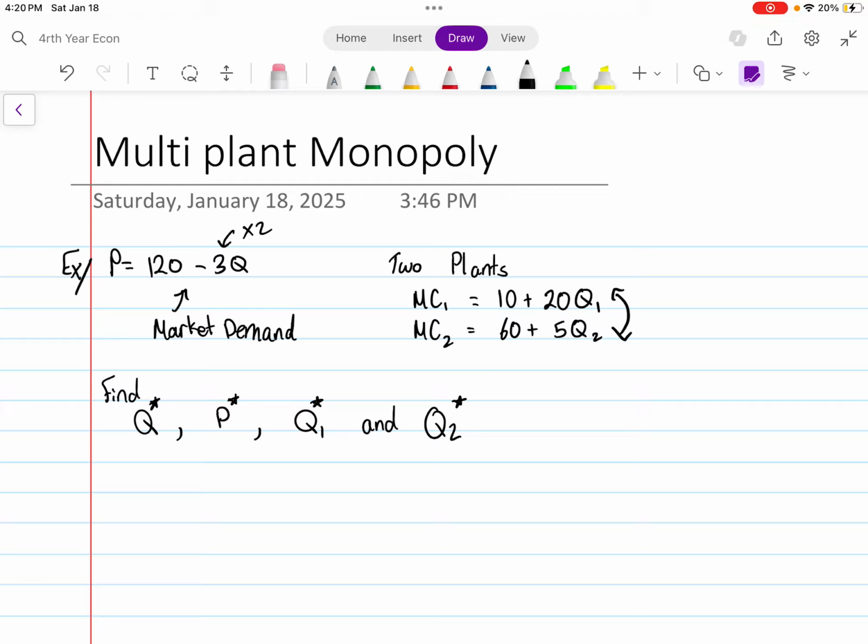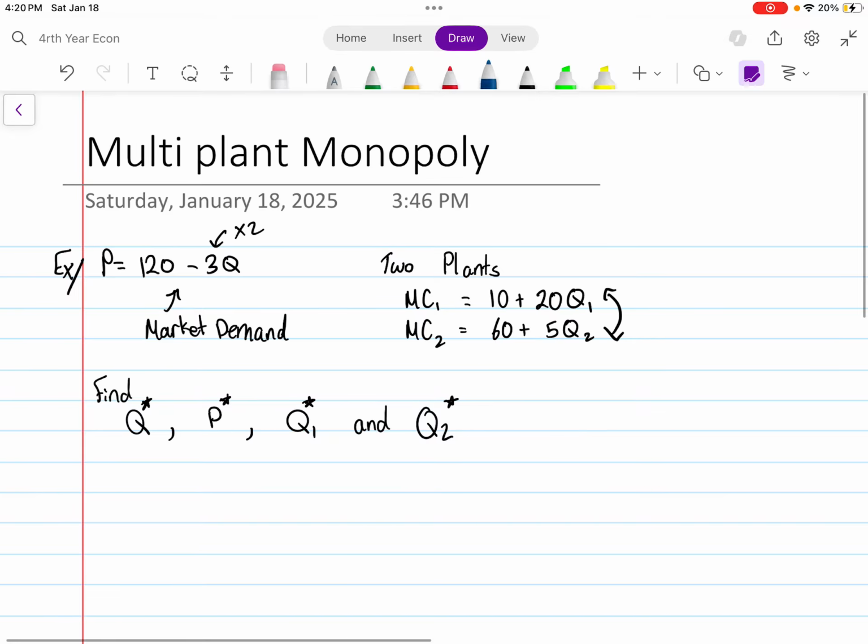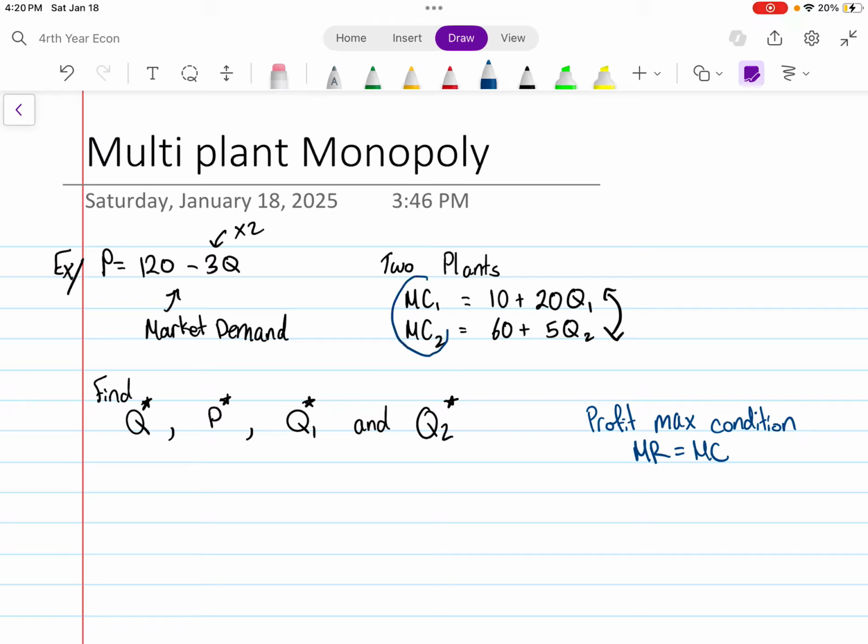So recall that the monopoly profit maximization condition is that marginal revenue is equal to marginal cost. But we have two marginal cost functions here, and we have the demand function right here.